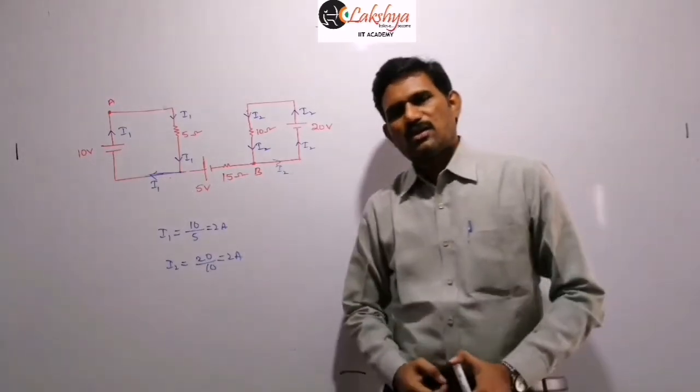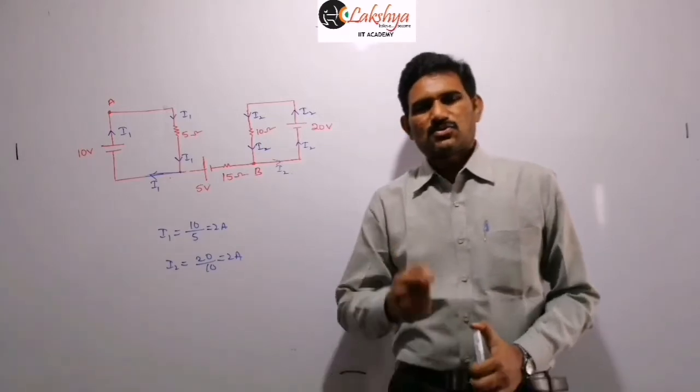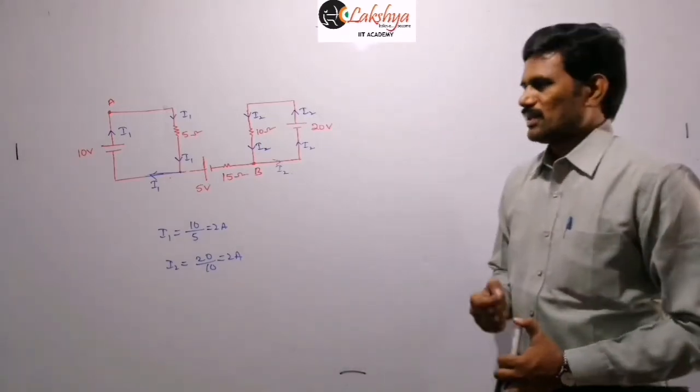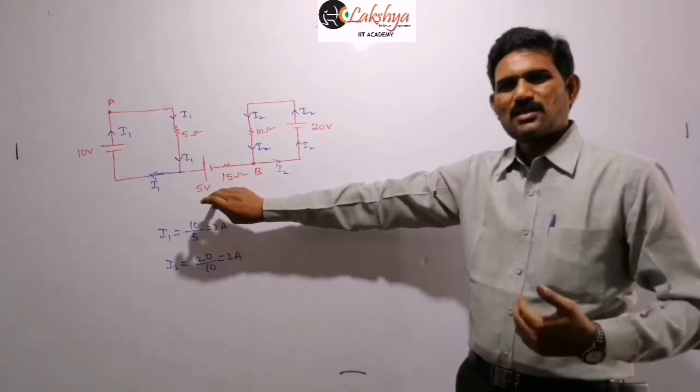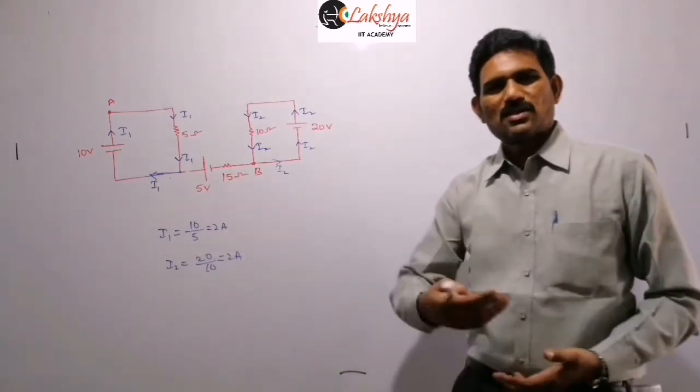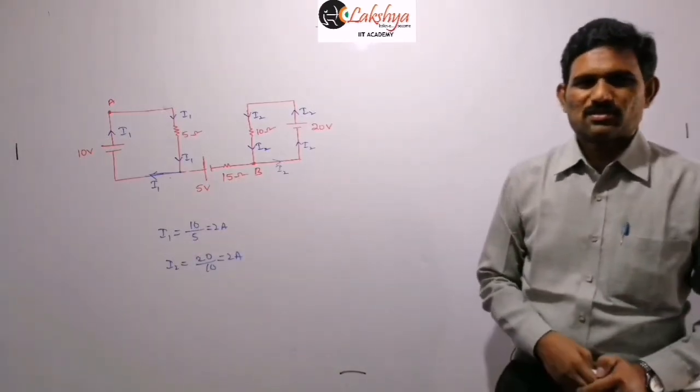Got it? You may get a doubt here. That doubt is, what about this cell? Here a cell is there and a resistance is connected to the cell, so generally current should flow through the cell, right?